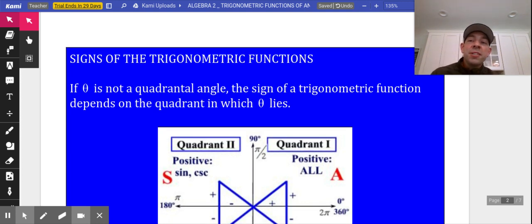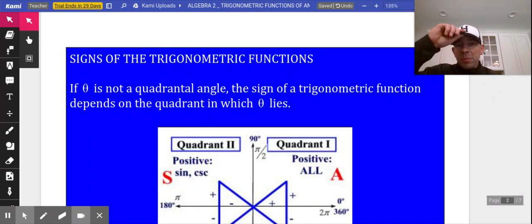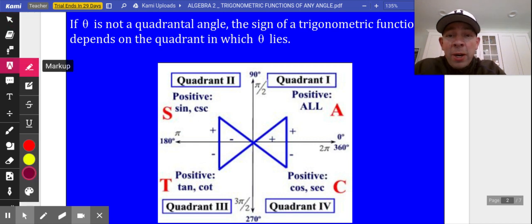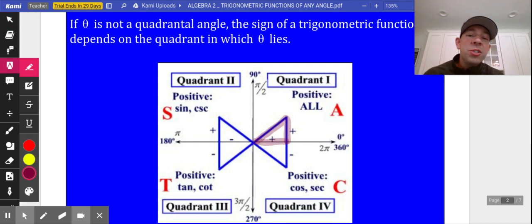The first thing we want to discuss is what are the signs, like S-I-G-N signs, of trig functions? When are they positive? When are they negative? First and foremost, if your angle lives in the first quadrant, so we've got this triangle right here, all three sides of that triangle are positive, so every ratio is going to be positive. Every trig function is going to be positive, so that's a piece of cake.